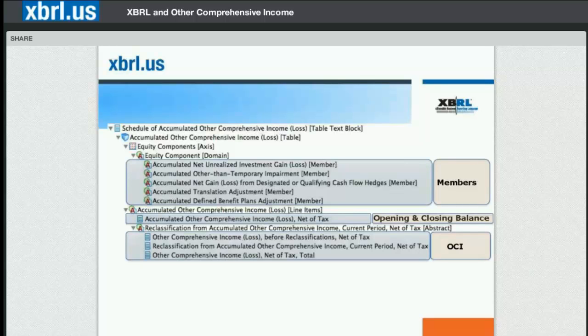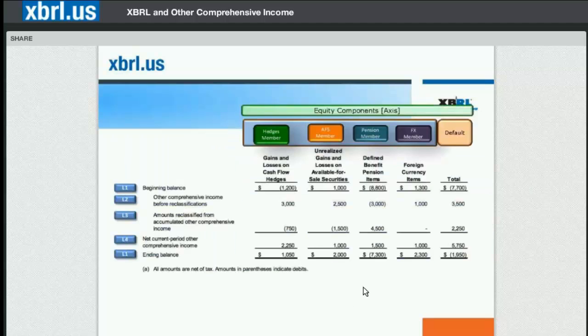OCI amounts before reclassification, amounts reclassified out of AOCI, which includes amortizations as indicated in taxonomy grouping 148-400, and the resulting net OCI for the period attributable to each component of AOCI. Note that while this portion of the taxonomy is not modeled as a roll forward, you would apply the period start and end preferred labels to the instant item that represents the beginning and ending AOCI balances. So the next slide shows how this is applied to a disclosure.